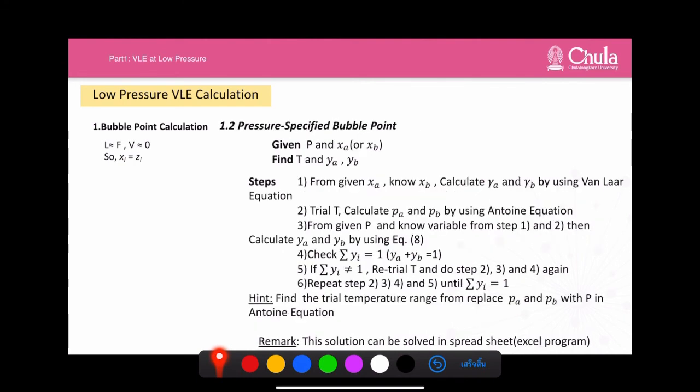The next type of calculation is pressure specified bubble point. In this case, we again have the liquid phase, then we know xi. If we know xi, we can calculate gamma i using an activity coefficient model. But we don't know the temperature. If we don't know the temperature, we cannot calculate Pi, or saturated vapor pressure. We have to leave it as a function of temperature.